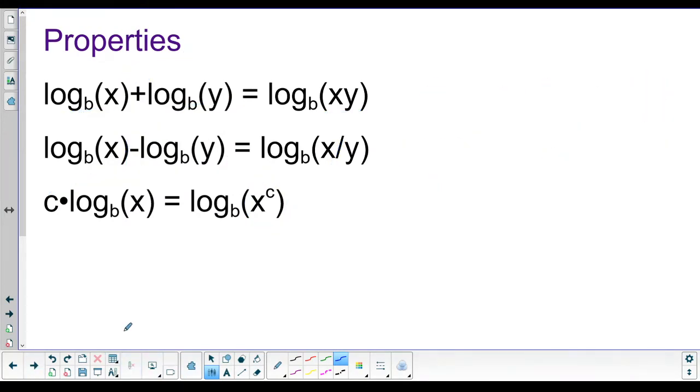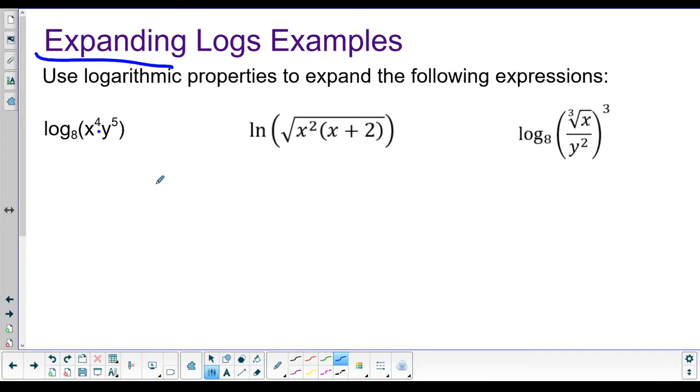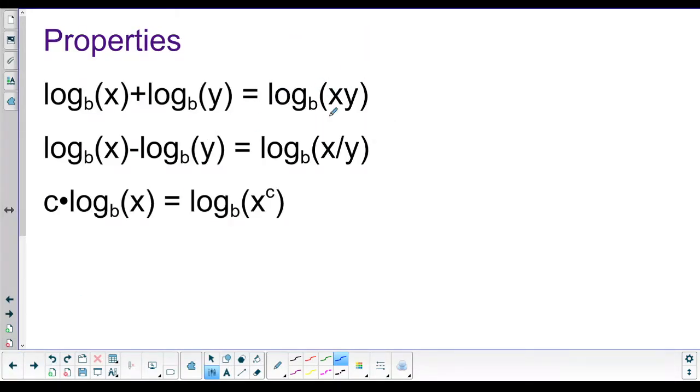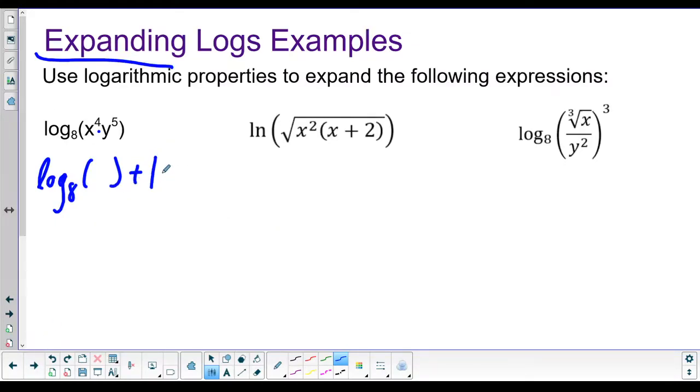And let me clear that page just so if I need to write on it later. So the way we do that is we keep the log the same. So we're going to have log base 8 of something. And the product property says that the multiplying turns into a plus sign. So we're going to have plus another log base 8 with an argument. Now we just take these two arguments and put them in their own logs.